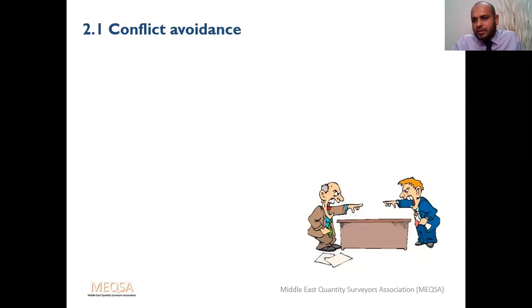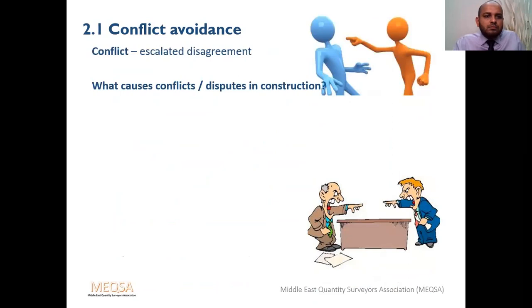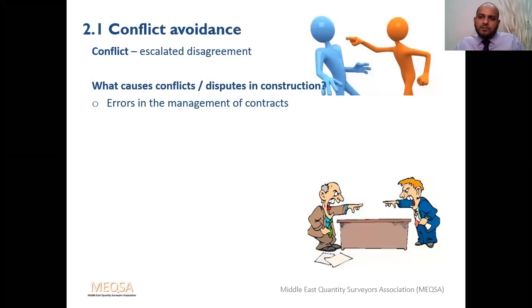So conflict avoidance or dispute avoidance, how can we avoid this? The main cause of conflict or dispute in the construction industry is error in the management of the contract. There are main contracts, subcontracts, and consultancy contracts within parties. A minimum of 3 to 4 parties are involved in these contracts. If there is an error or mistake within the contract, definitely this will end up as a dispute. So we should minimize the errors within the contracts.